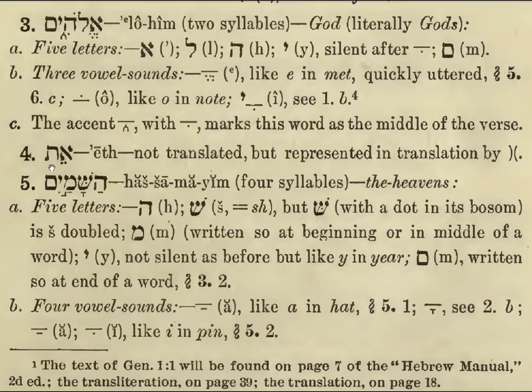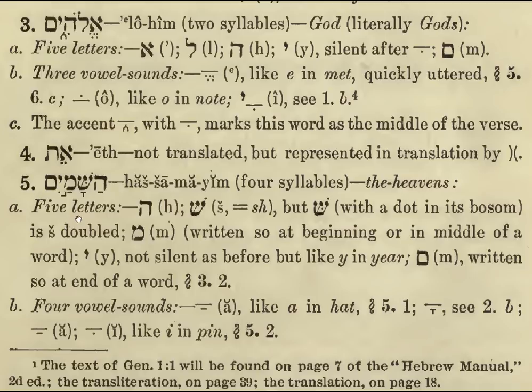It is not translated, and is represented in translation here by these two brackets. What it does is it indicates the direct object of the verb. So, what was created? This is what was created, the thing that follows. Hash shamayim. Four syllables. Hash. The dot here indicates the shin is doubled. Sham. Mayim. Hash shamayim, the heavens.